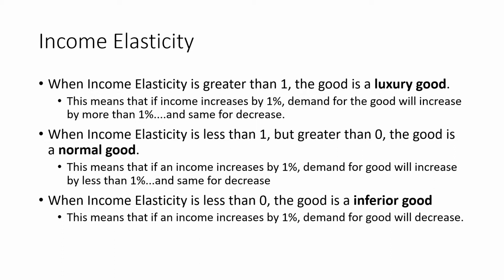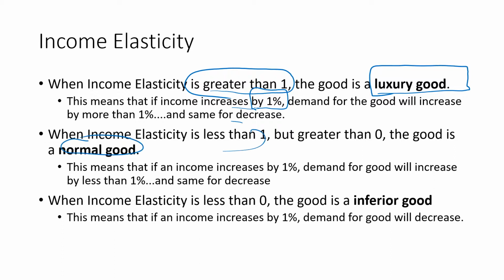Okay, so when an income elasticity is greater than 1, we say that that good is a luxury good. That's a term we haven't had yet. This means that if income increases by 1%, the demand for the good will increase by more than 1%. And same for decrease. So if the income decreases by 1%, demand for the good will decrease by more than 1%.